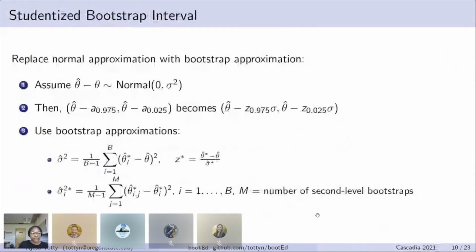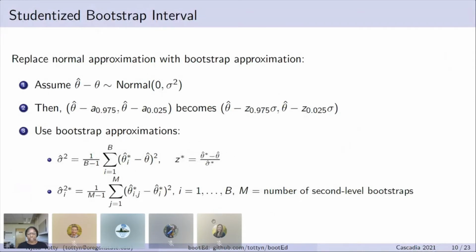Lastly, if we assume that the shifted sampling distribution is normal with mean 0 and variance sigma squared, we would obtain the normal approximation confidence limits given here in the second bullet. However, this assumption is not always valid, and in that case, we can use a bootstrap approximation instead. First, using the bootstrap statistics, we can obtain an estimate for the variance of our estimate. We can also construct a type of standardized bootstrap distribution, which can be used to approximate the quantiles of the standard normal distribution. In order to do this, we must estimate the variance of each bootstrap estimate.